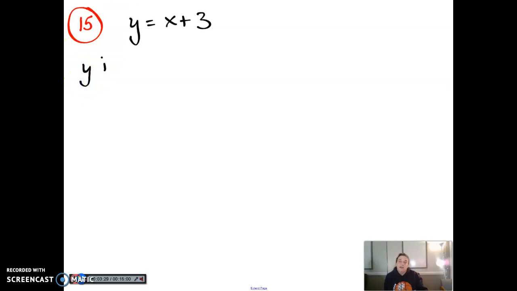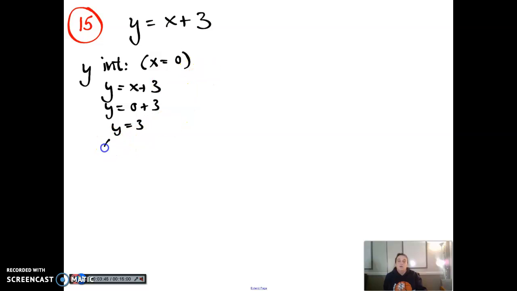So let's start again with my y-intercept. You might notice that this is in slope-intercept form and not go through this trouble, but for practice, at the y-intercept, x equals 0. So y equals x plus 3 becomes y equals 0 plus 3, or y equals 3. So my y-intercept is the point 0, comma, 3.